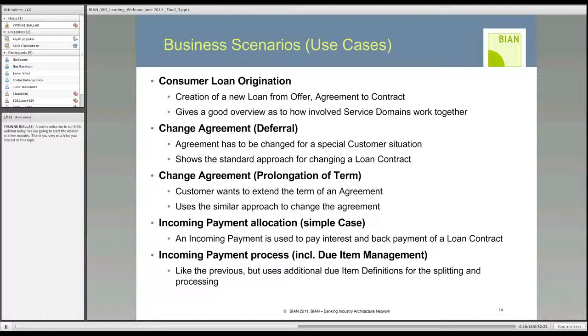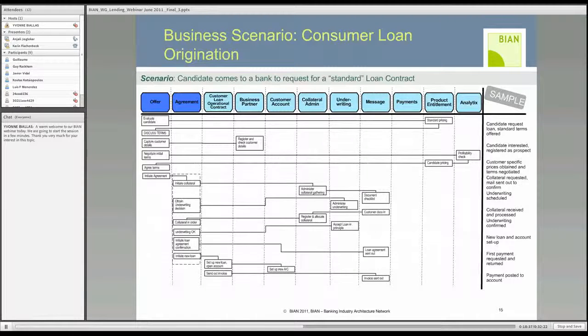So the second set of deliverables was around creation of business scenarios, and one such sample is what you see on the screen. It's around the consumer loan origination, and it depicts how the various service domains in the loan context engage with each other. So you can see that you have the service domain offer and the service domain agreement as created by the working group, and how it interacts in the total life cycle of consumer loan origination.